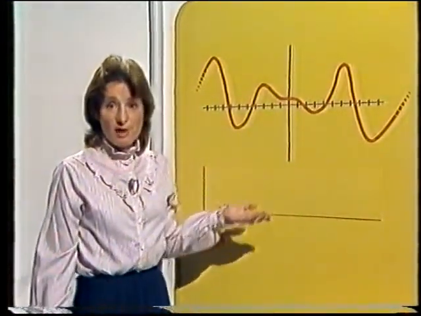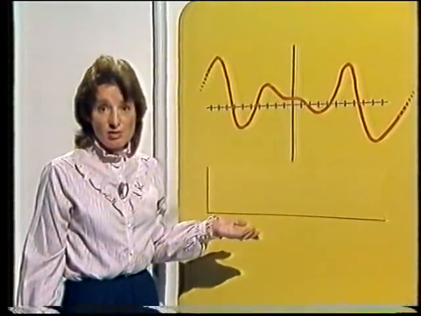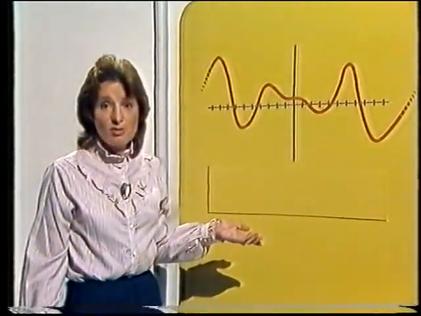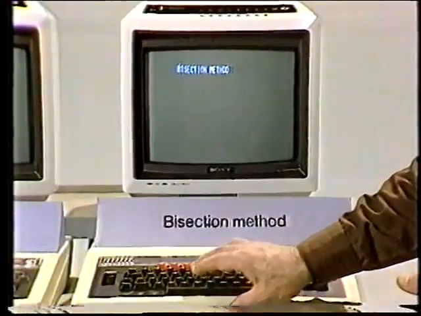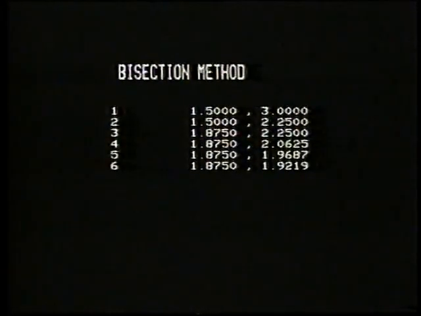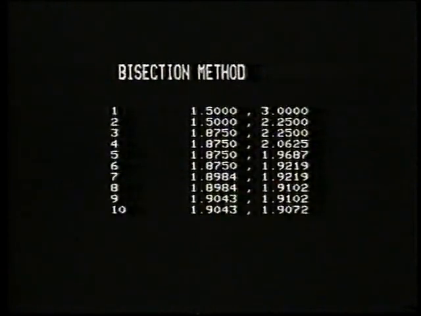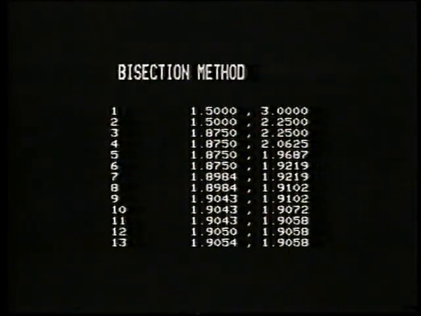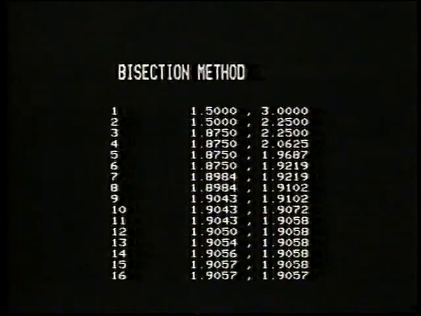How accurately shall we find that solution? We can get it as accurately as we want. Let's do it to 4 decimal places. Bisection will do that for us. Starting with 0.3, it takes 16 cycles to get us 1.9057. That's the answer to 4 decimal places.